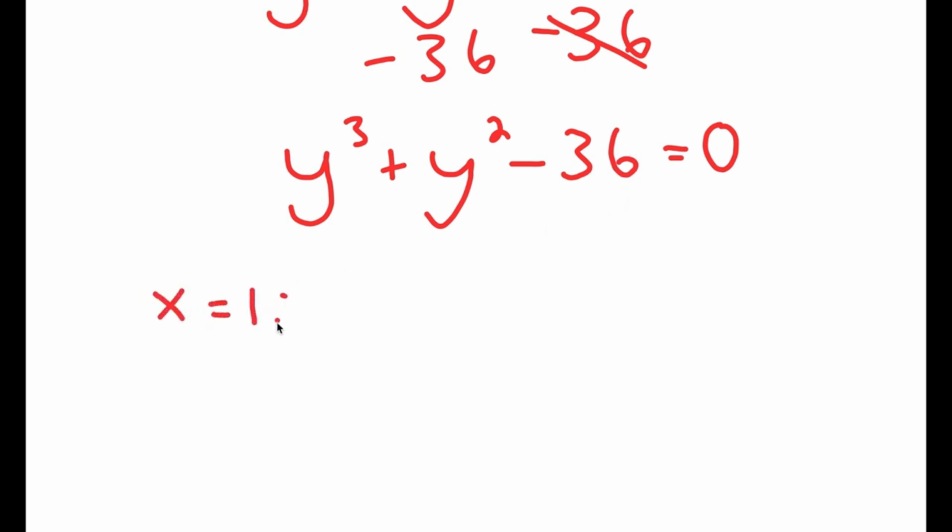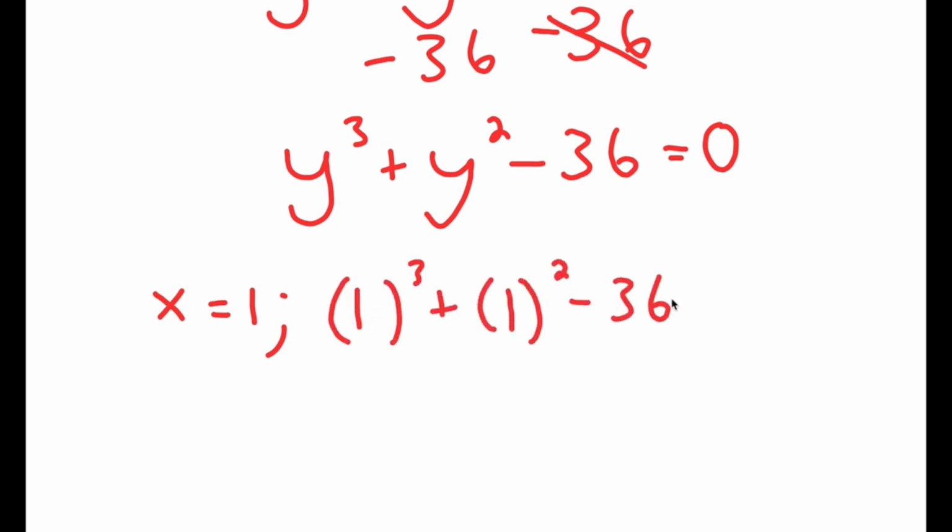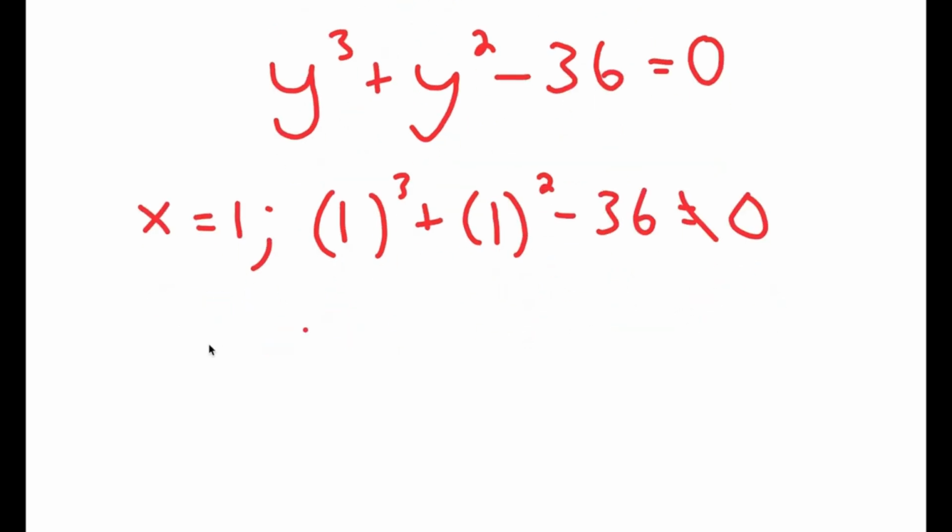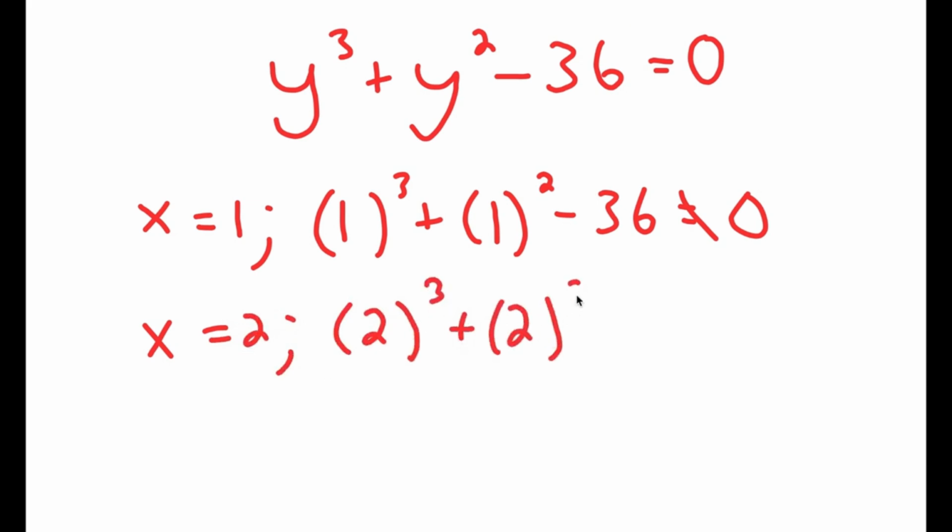So we're going to first plug in x equals 1, and if x equals 1, we get 1 to the power of 3 plus 1 squared minus 36, which is equal to 2 minus 36, which does not equal 0. For x equals 2, I get 2 to the power of 3 plus 2 squared minus 36, which is equal to 8 plus 4, which is 12, minus 36, which again does not equal 0.